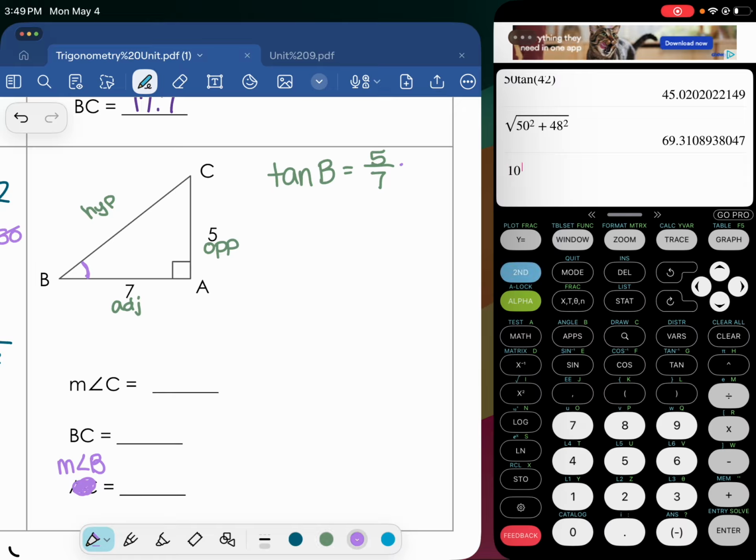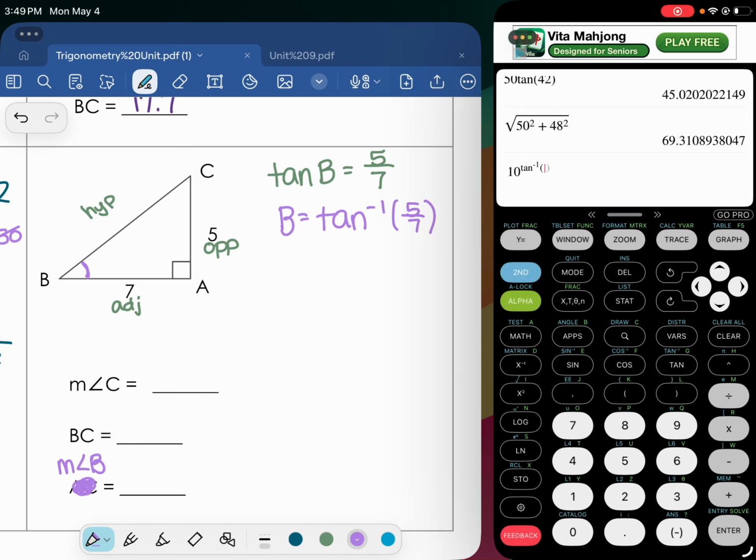Then, I don't need to get rid of the 7, because I'm not looking for B over there. I need to take the tangent inverse to sort of undo that tangent so that I know what angle B is. Anytime you're looking for the angle, you're going to have to use an inverse function. Now, tangent inverse of 5 over 7. It's about 35.5 degrees.